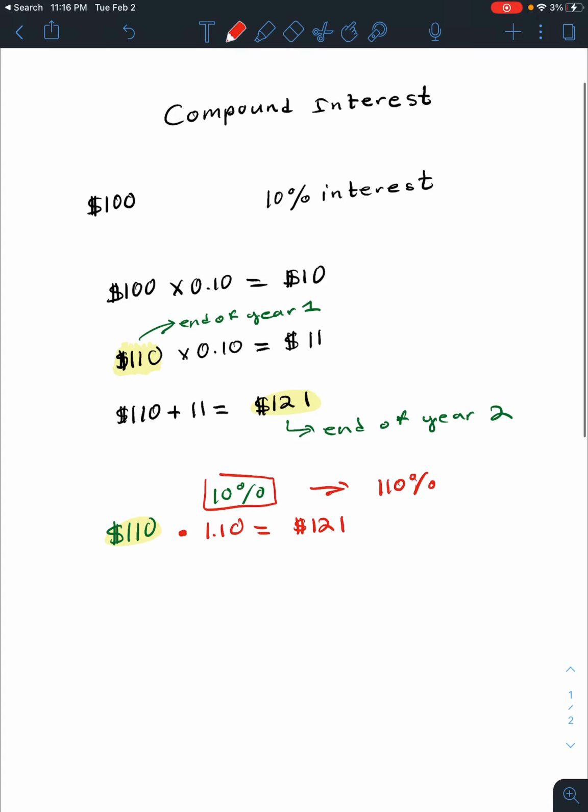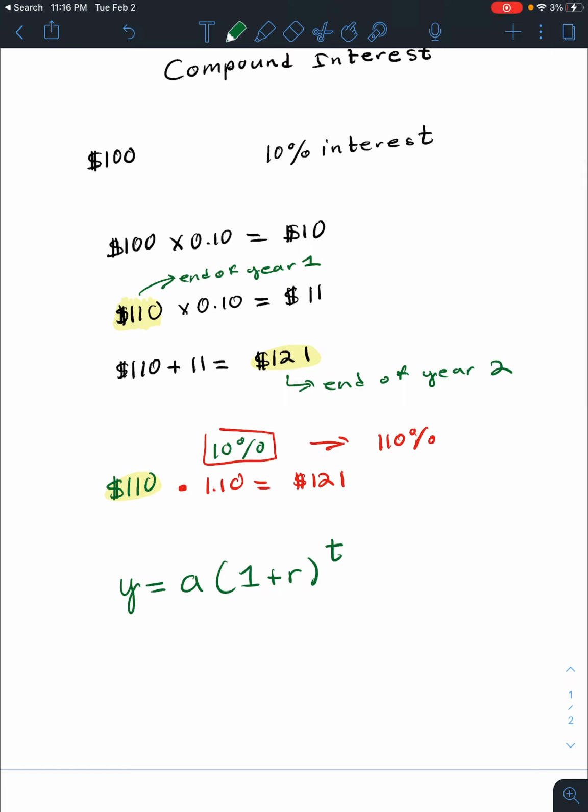The reason why I bring that up is because all of you have seen this formula, y equals a(1 plus r)^t. To explain this, in this scenario, a is the initial amount that you invested. 1 represents, don't forget guys, 100% equals 1, because percent means over 100. So if you do 100 divided by 100, it gives you 1. Plus your rate is 0.1. And then t is your time.